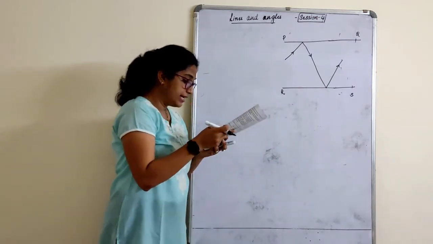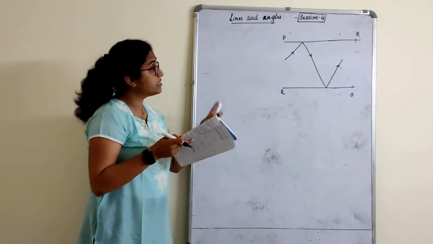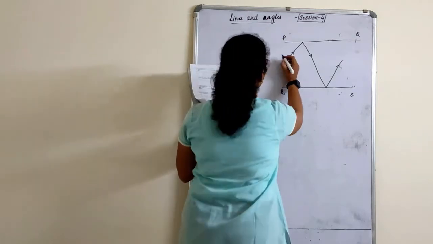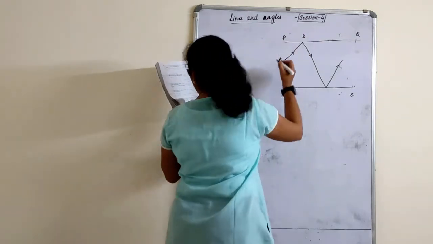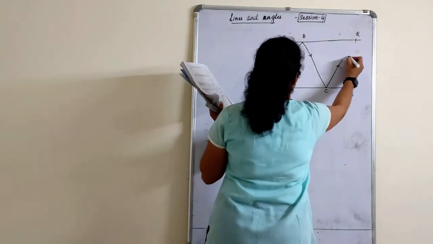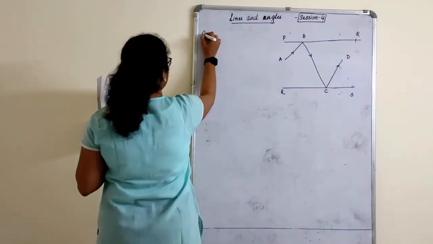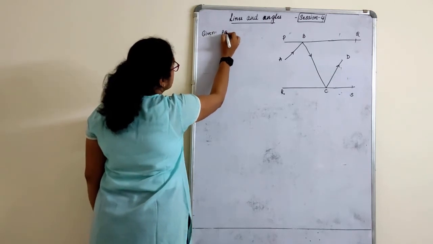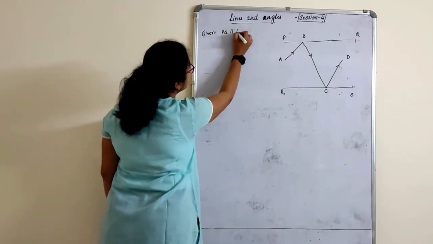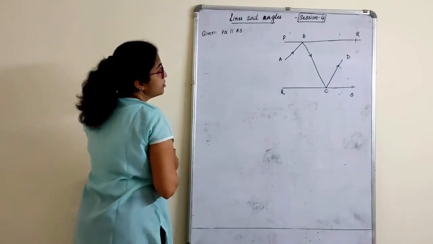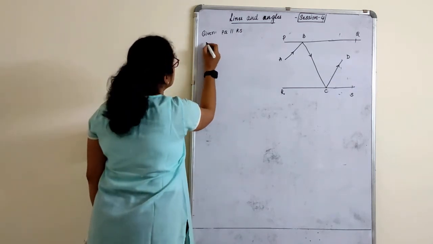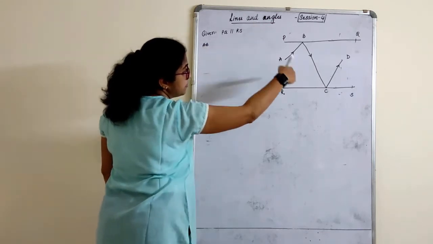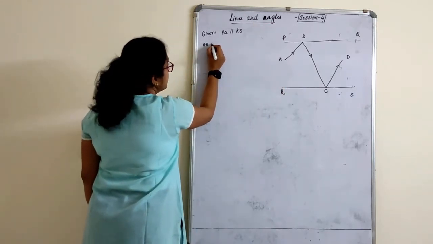And after it strikes, this is the only thing that is given. Prove that AB is parallel to CD. This is A, this is B, this is C and this is D. Given: PQ parallel to RS. So then write down here AB is incident, BC is reflected ray.